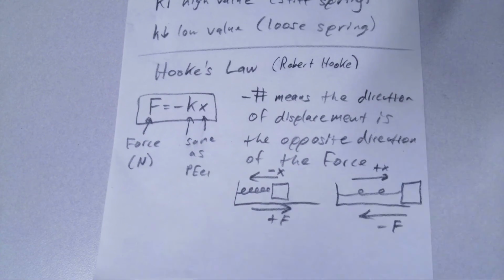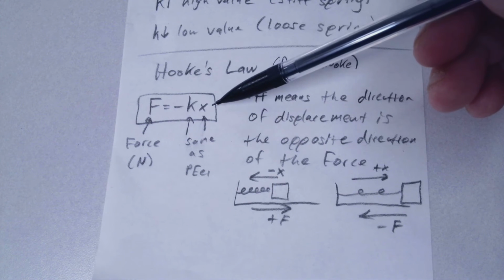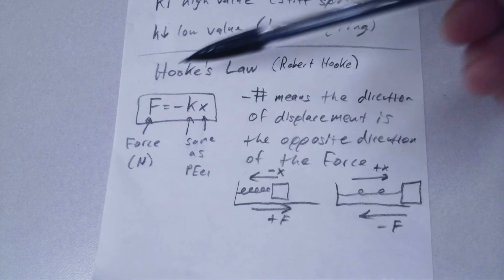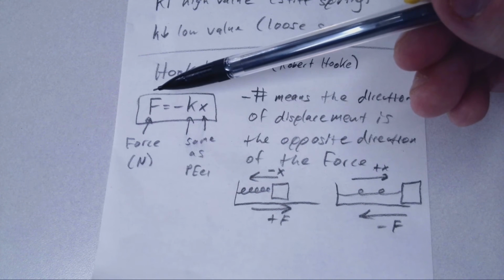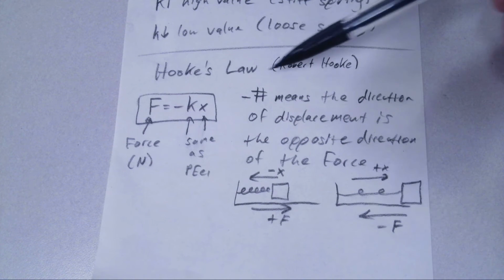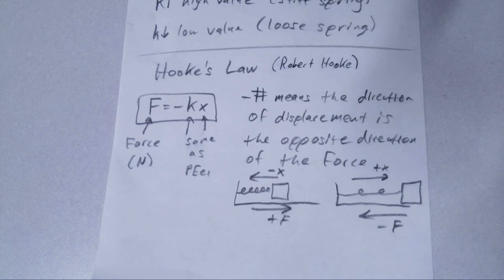And the reason we have the negative here is because x over here is a vector, it has a direction, and force also is a vector, it has a direction. And so the negative sign means the direction of displacement, so we can look down here, is the opposite direction of the force.